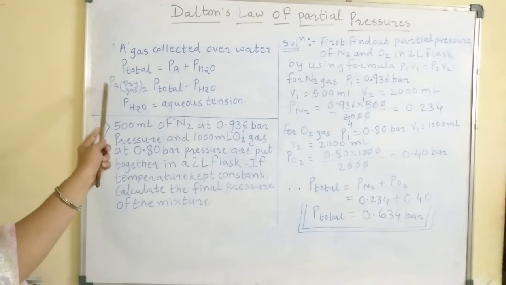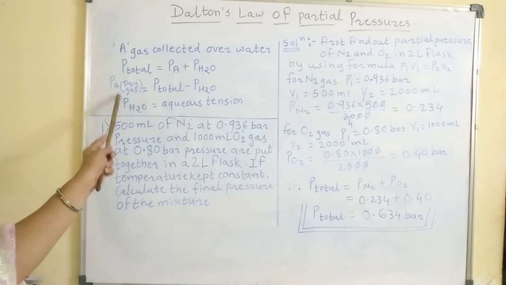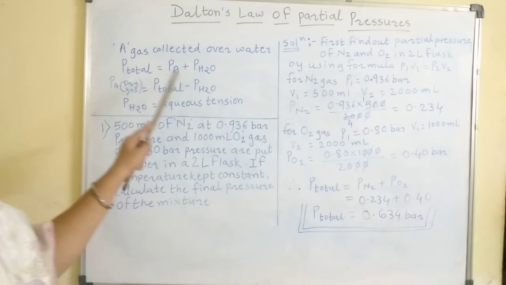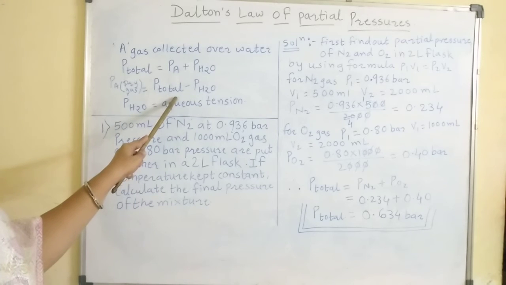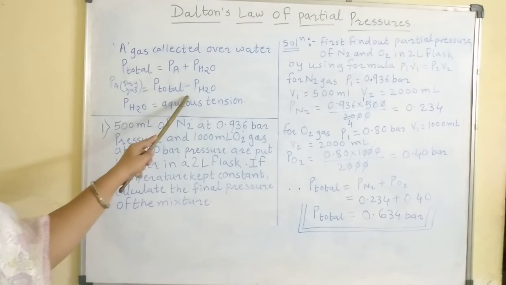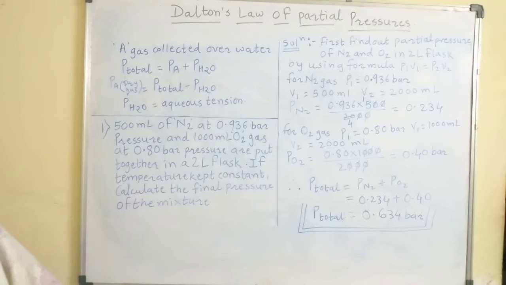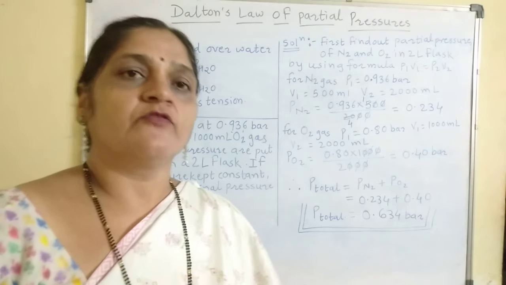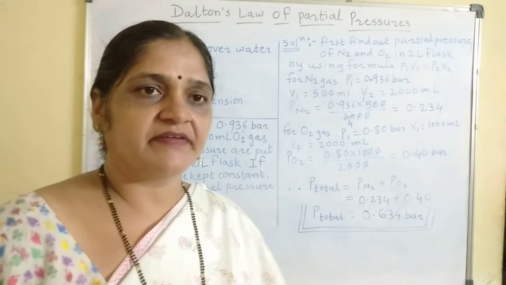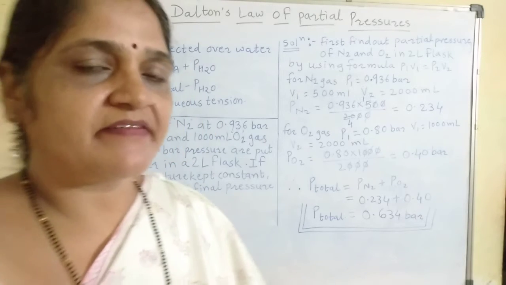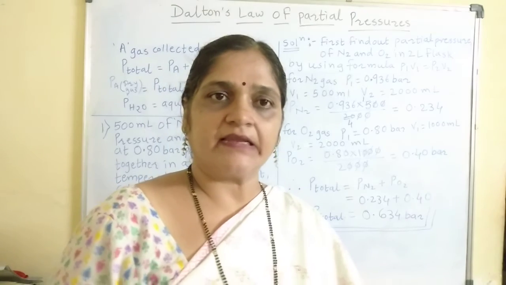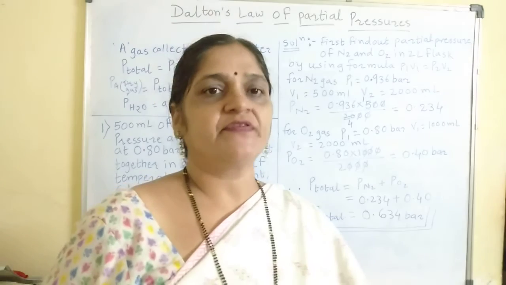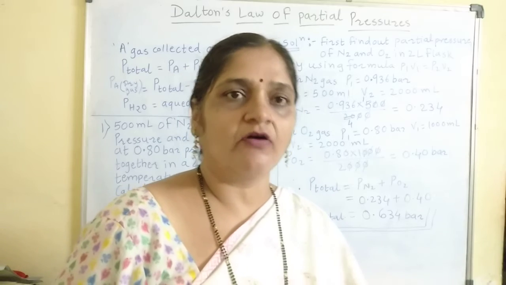Now we want to find the partial pressure of the dry gas. Then we can subtract the vapor pressure from the total pressure of the gas: P total minus PH2O. PH2O, that is the partial pressure exerted by the water vapor, is known as aqueous tension. So by using Dalton's law of partial pressure, you can calculate the partial pressure of the dry gas which is collected over water. Right? Now we are going to see the numerical problems related to Dalton's law of partial pressure.